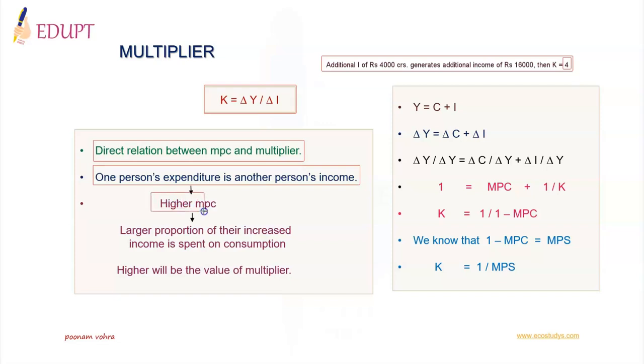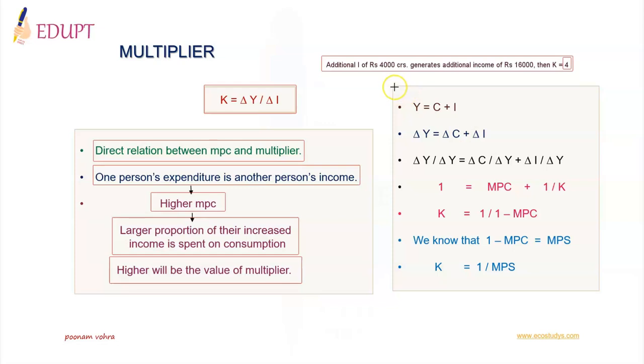In case of higher MPC, people will spend a larger proportion of their increased income on consumption. In such a case, higher will be the value of multiplier. But in case the marginal propensity to consume is low, people will spend a lesser proportion of their increased income on consumption, and the value of multiplier will be comparatively less.